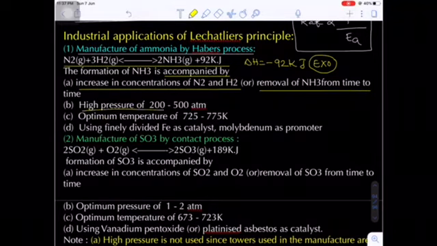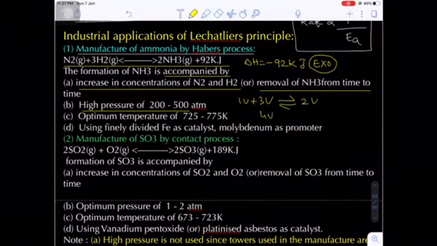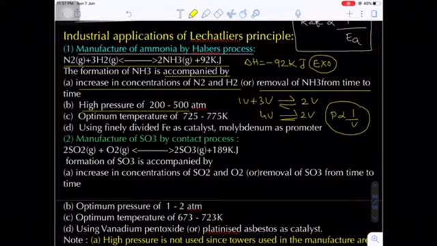Number one. Number two, high pressure, 200 to 500 atm, because on the reactant side 1 volume of nitrogen and 3 volumes of hydrogen combine to give 2 volumes of ammonia. That means 4 volumes of reactants will give how many volumes of product? 2 volumes. That means if we increase the pressure, the system tries to move in that direction where there is a decrease in the number of moles or number of volumes or number of gas particles. That's why pressure has to increase.